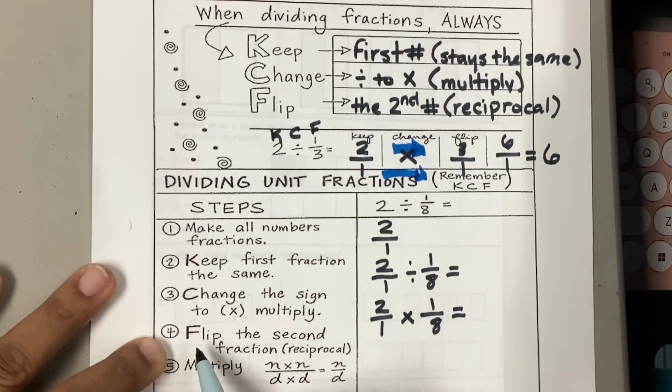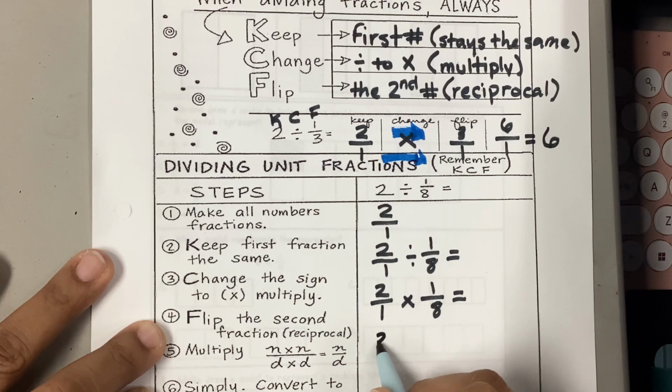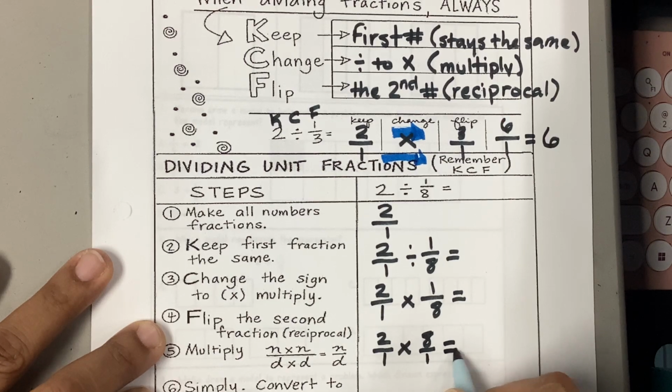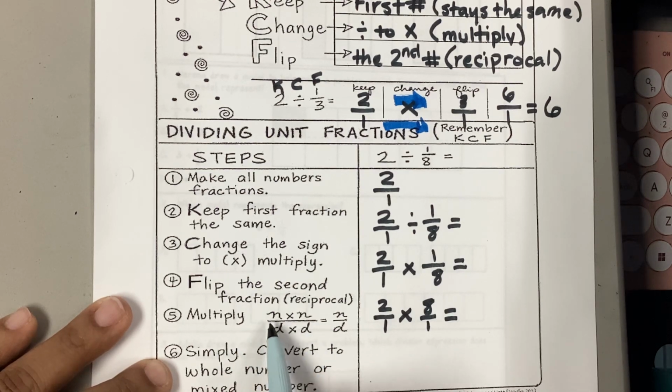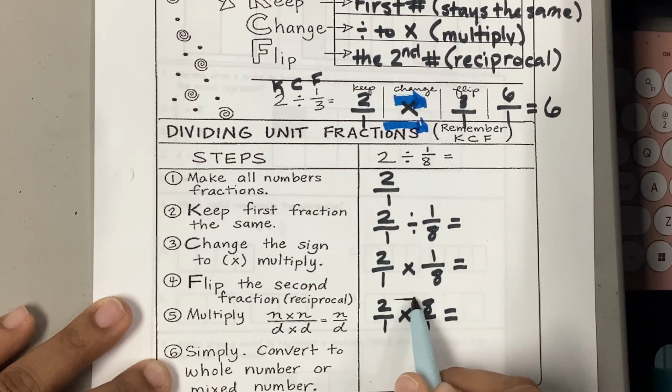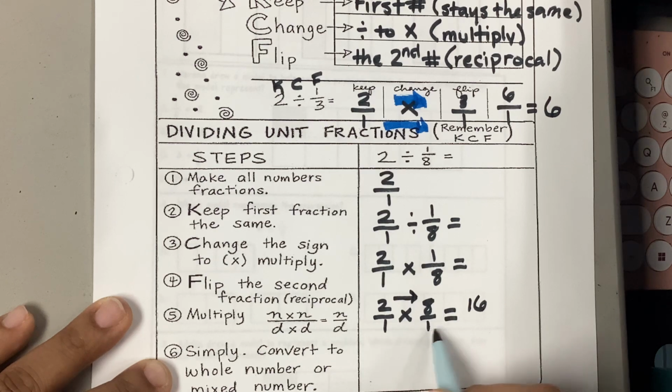Step 4 says flip the second fraction, reciprocal. Reciprocal means just to flip it upside down. So we're going to have 2 over 1 times 8 over 1 equals. Step 5 says multiply, and this is where we multiply straight across. N times N means numerator times numerator. So 8 times 2 gives me 16. Denominator times denominator, 1 times 1 is 1.